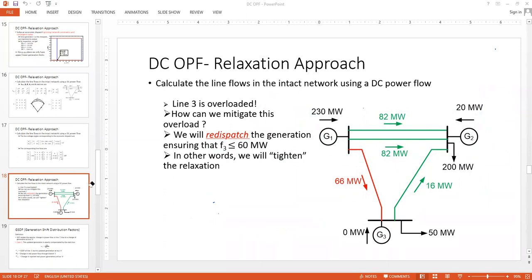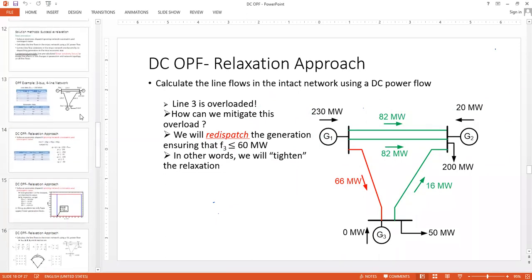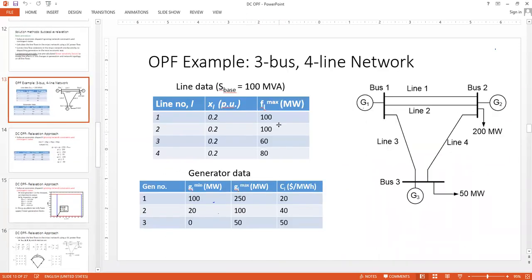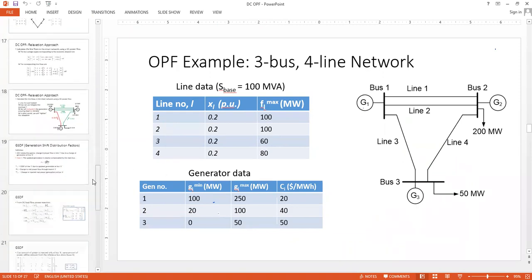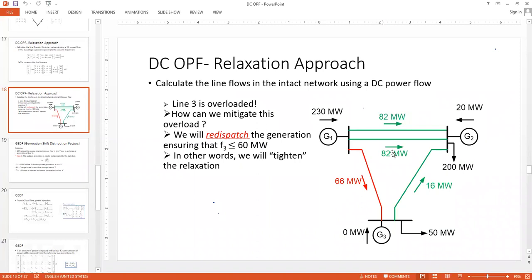Now, how are we checking this? Again, we will go back to the network data and simply take these values: 100, 100, 60, and 80. The first 2 lines are 100, so it is okay. The third line is 60, so you see the flow is more than 60. This was 80, but still it is okay, 16 megawatt. So this is the problem now.